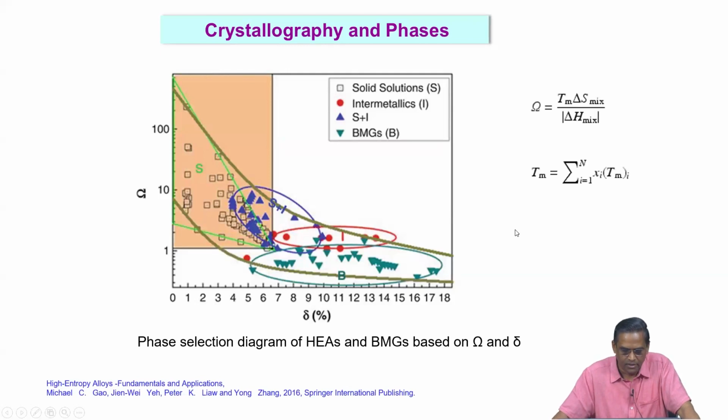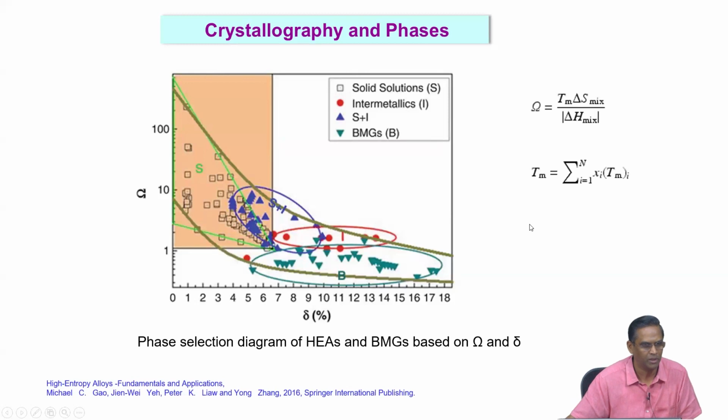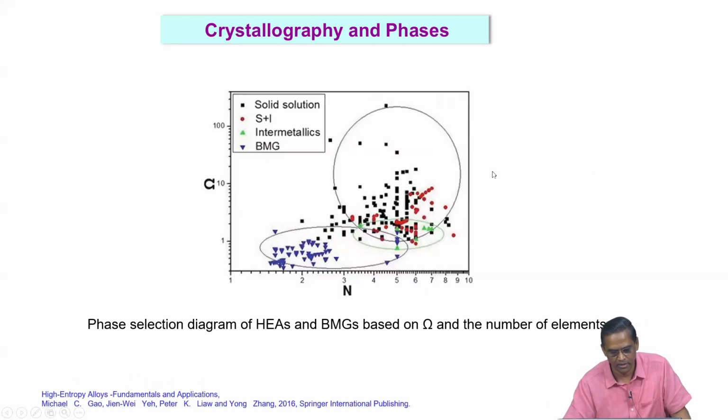And the same thing you can look at in the other form. Instead of delta, you just replace delta with the number of elements you are mixing. Then you get a very different idea, right? As the number of elements increases, you can see that for solid solution formation omega also increases, right? And then you have very small n values and omega values for bulk metallic glasses. And of course, the mixed solid solution and intermetallics come in this overlapping region. So these are some of the phase selection rules for producing high entropy alloys, and this is considered to be a geometrical effect.